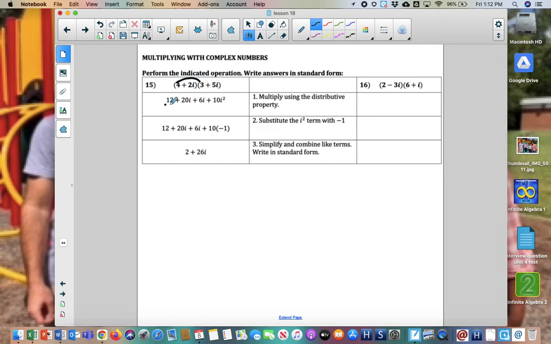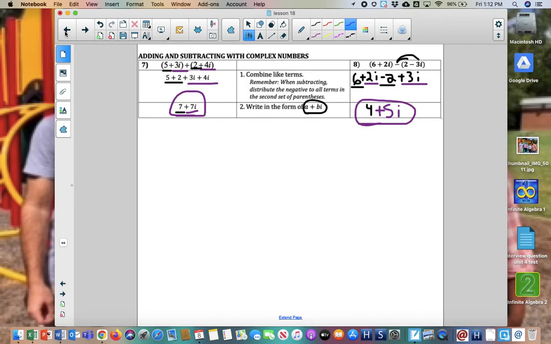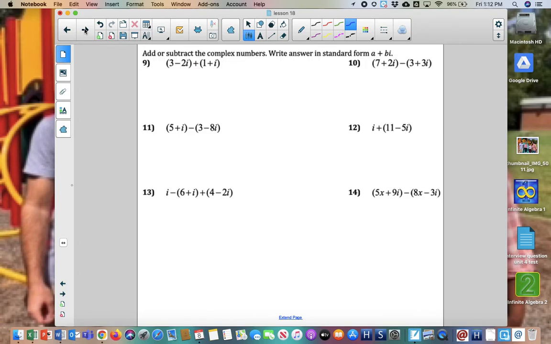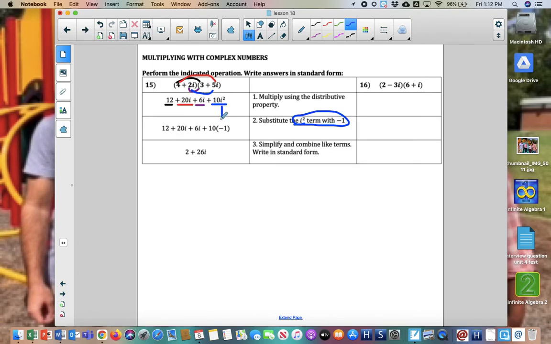So 4 times 3, 12. 4 times 5i is 20i. 2i times 3 is 6i. And then 2i times 5i is 10i squared. Okay, so from here, you would have done the exact same thing if this was an x instead of an i. Okay, here's the only difference. We now are going to substitute that i squared term with negative 1. Because didn't we say i to the second power had a value of negative 1? So now we're going to replace that i squared with negative 1.